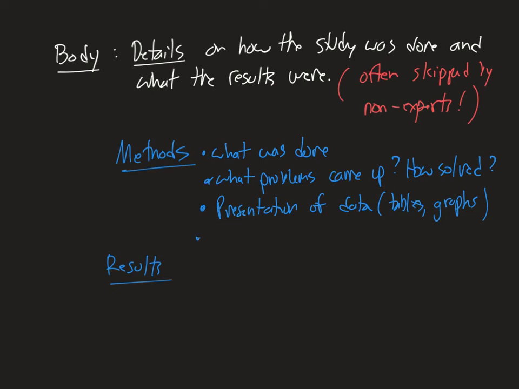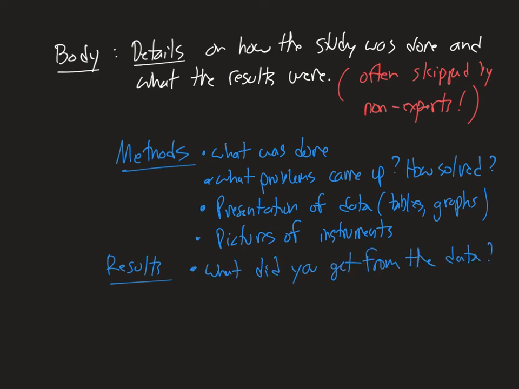Sometimes this is also experimental apparatus, so pictures of the instruments you used, whatever. That kind of stuff goes in the methods section. The results are pretty straightforward. Usually, what did you get from the data? You might want to talk about the analysis that you did, meaning what kind of mathematics did you do, what kind of statistics did you do, how did you apply the physical principles. That kind of thing. Anything that came from the data goes in the results.